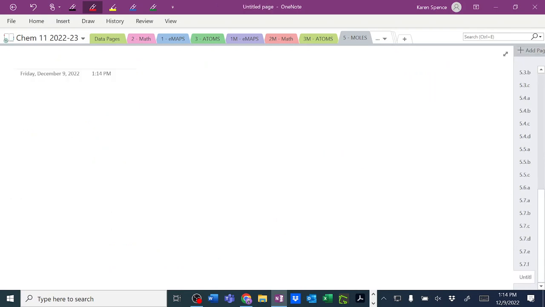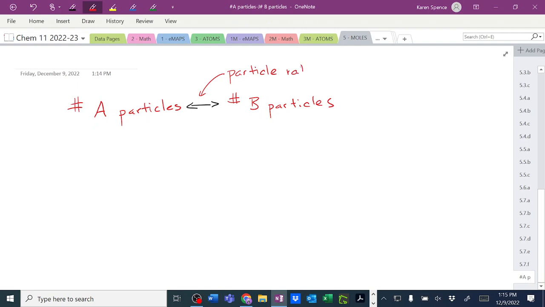So these are the things you're allowed to do. You're allowed to go from the number of A particles to the number of B particles and back and forth. Okay, you're allowed to do that. And you do that using the particle ratio. That's allowable. That allows you to go from A to B.